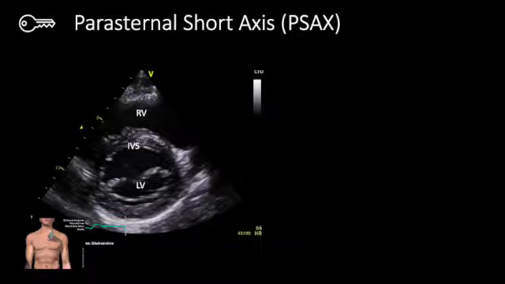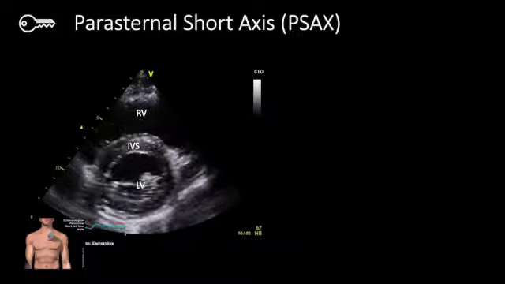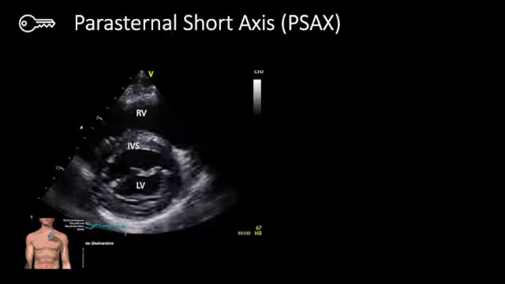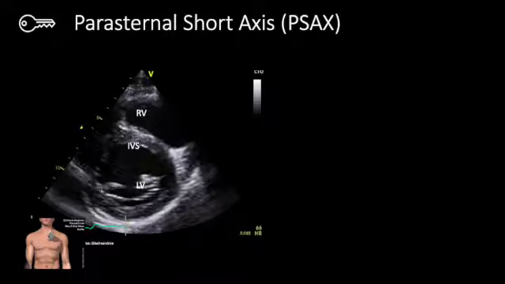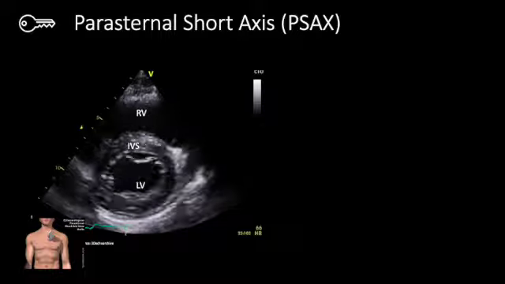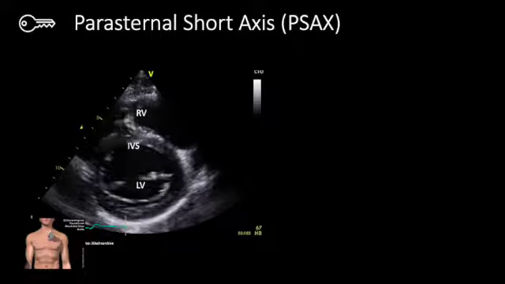Here is our key image of the parasternal short axis view that I want you to be keeping in your mind as you try to obtain this view. Here we can see the right ventricle, which looks like a little crescent roll, sitting on top of the more circular left ventricle, which we're cutting in cross-section. We can see the mitral valve opening and closing with the cardiac cycle. It looks like a little fish mouth.